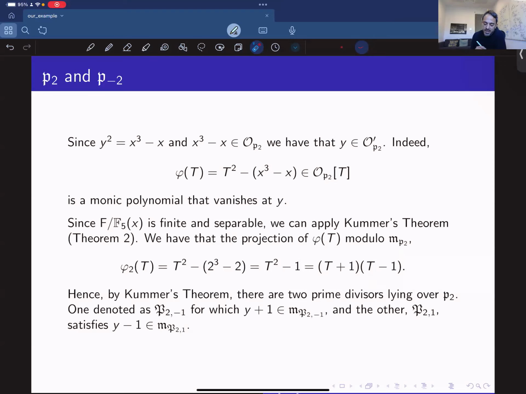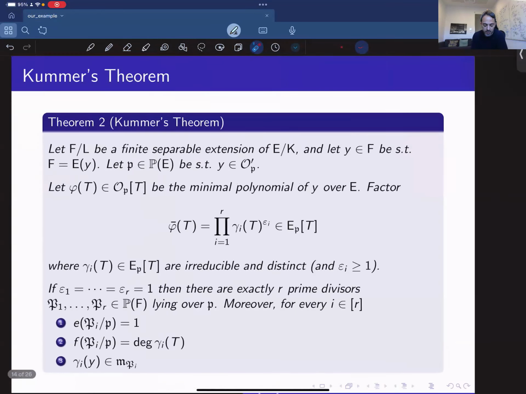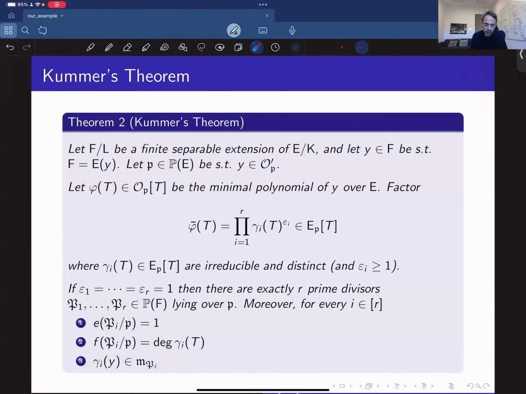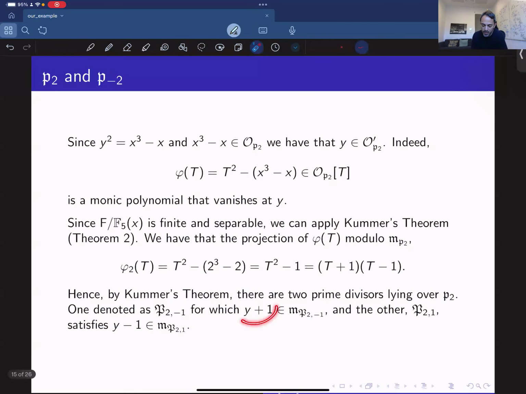And Kummer's theorem tells us that because of that, there are two prime divisors lying above P2. We are going to denote them for now by capital P2 minus 1, corresponding to this, because when you plug in minus 1, this goes to 0. And for that particular prime divisor, the third item told us that the factor that you got is in the maximal ideal. So y plus 1, when you plug y here, y plus 1 is in the maximal ideal that we just found, corresponding to the prime divisor we just found.